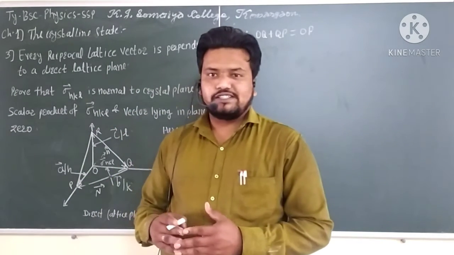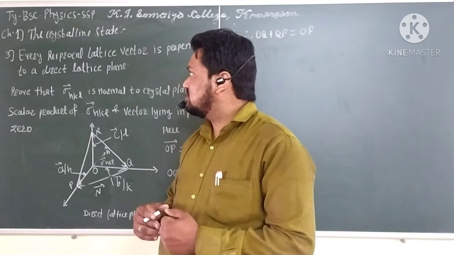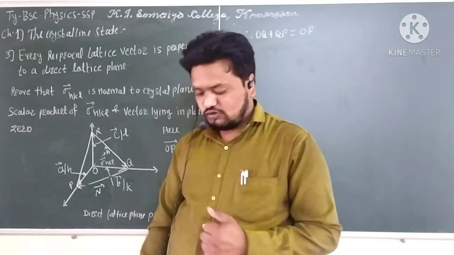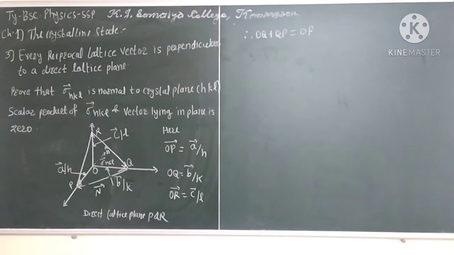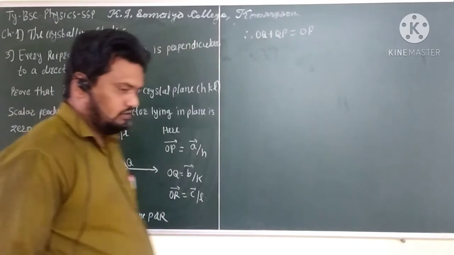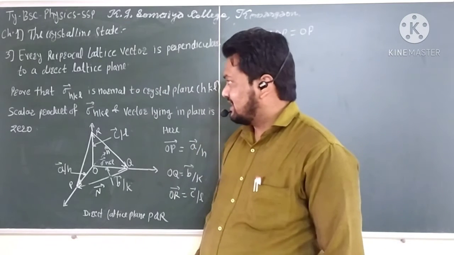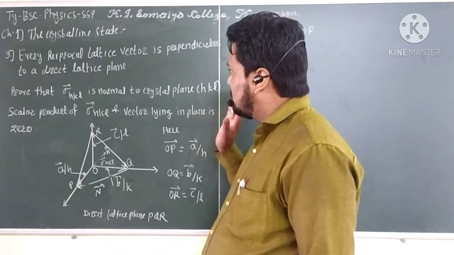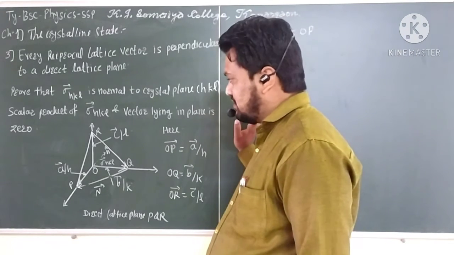Welcome again to the lecture series for TY BSc Physics students. We continue the first chapter, the crystalline state, and the properties of the reciprocal lattice. This is the third property: every reciprocal lattice vector is perpendicular to a direct lattice plane. The reciprocal lattice vector is perpendicular to the direct lattice plane.